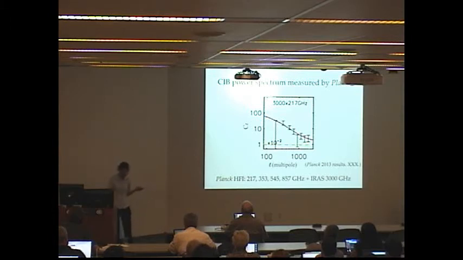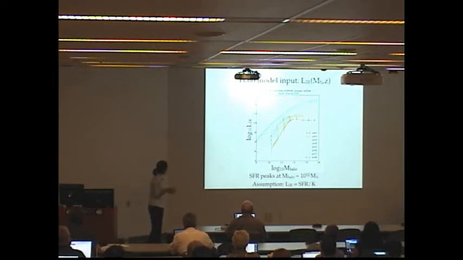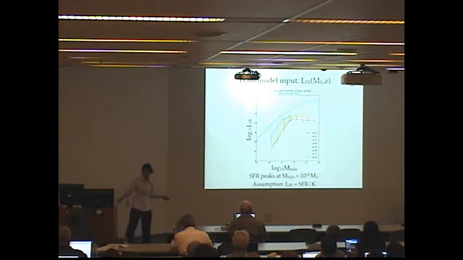So I'd like to model this power spectrum, and the approach I use is the halo model. Of course, we need the IR luminosity as a function of halo mass. Here I'm showing two examples of IR luminosity as a function of halo mass. This dashed line is the one I took from the Planck paper. And here I'm also showing one model from Peter Behroozi, the star formation rate versus halo mass. I'm assuming that IR luminosity is proportional to star formation rate, with this Kennicutt factor K.